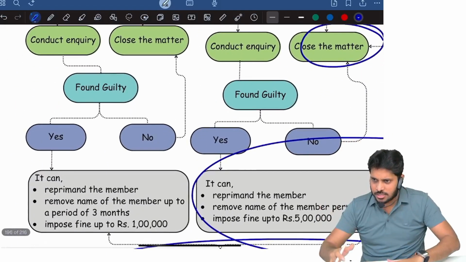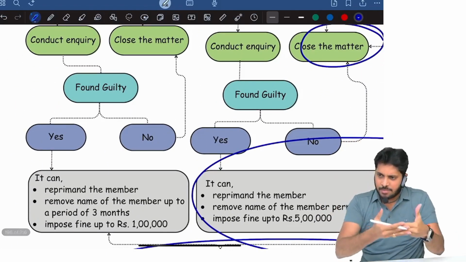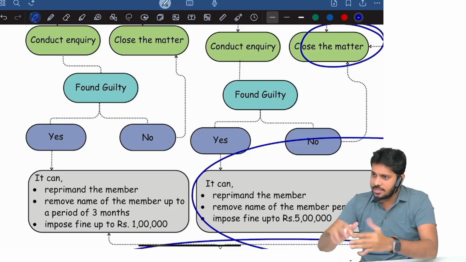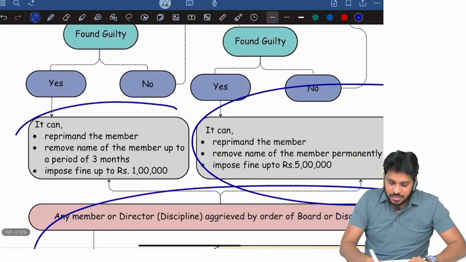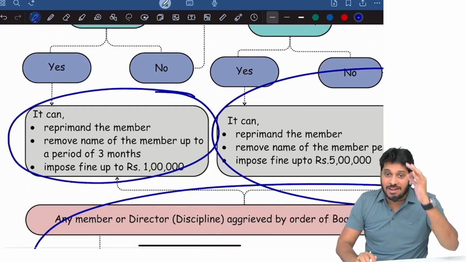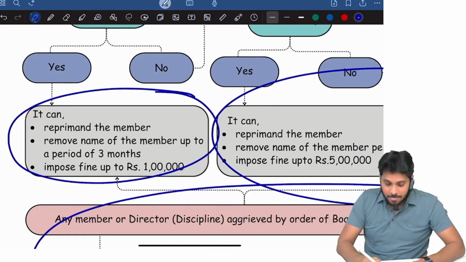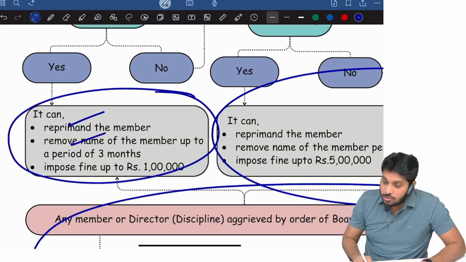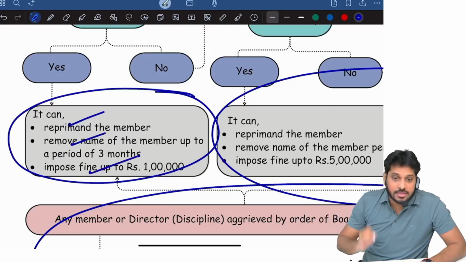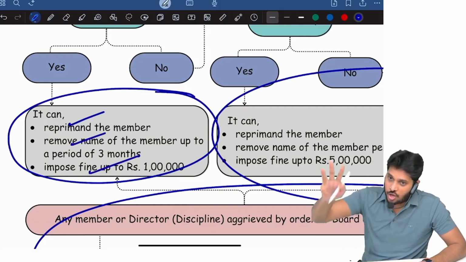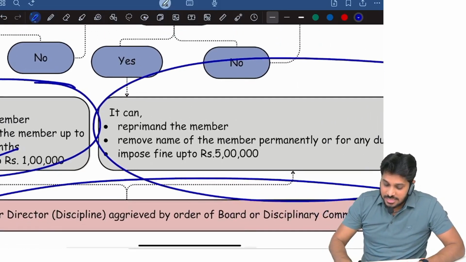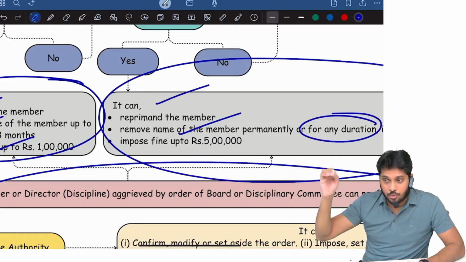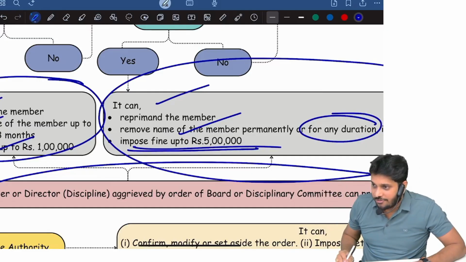Then the same process. They will accept the case, see the case, investigate. If there is guilt, they will give a punishment. If not guilty, they will close the matter. Now, if it is first schedule and the Board of Discipline feels the member is guilty, it will reprimand the member, which means warning, or remove the member's name up to 3 months, or impose a fine up to 1 lakh, or all 3. Yes or no? If it is the second one, warn the member, remove the name without any particular duration, since schedule 2 is more severe, and impose a fine up to 5 lakh.